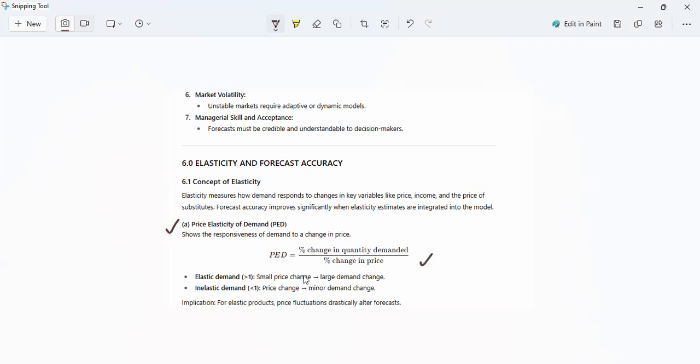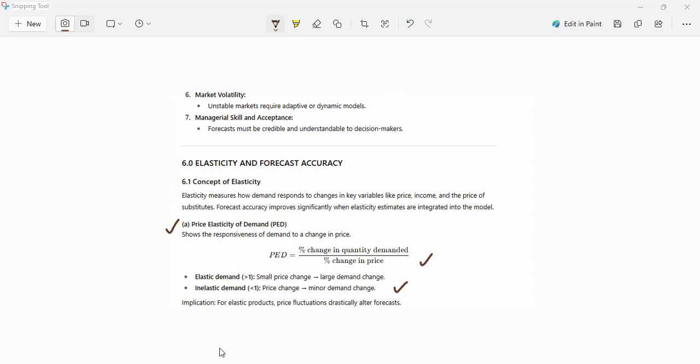If we have more than one, it means demand is elastic. A small change in price will have a large change in quantity demanded. We also have inelastic demand, where a small price change will have a minor change in quantity demanded. The implication is that for elastic products, you must be careful with fluctuations in prices. If you reduce, you know you're going to have a big demand. If you increase, the demand will change drastically. Are we together so far? Yes, so far so good.